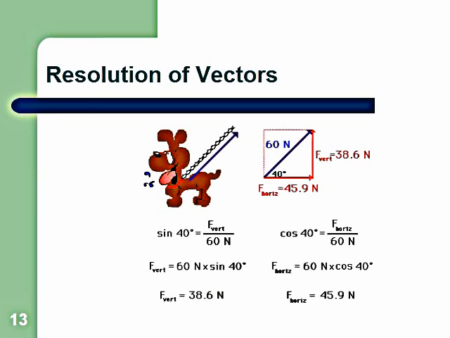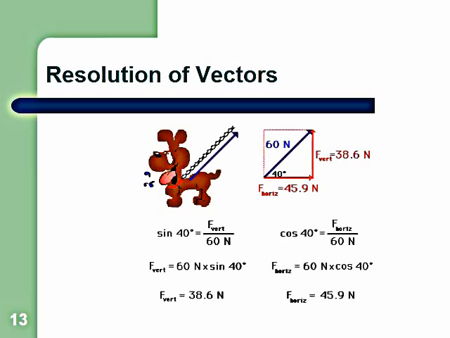So this is a quick example employing Fido, who's walking around Auckland Domain on a leash, as an example of resolution of vectors. So here we have Fido being pulled on his chain. There's a tension force of 60 newtons, and you have to work out both what the vertical component is, and then once you worked out that, you can work out the horizontal component. Okay.